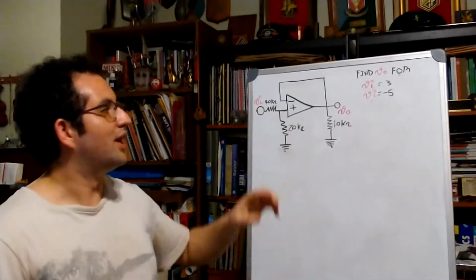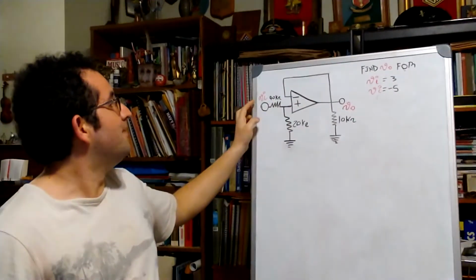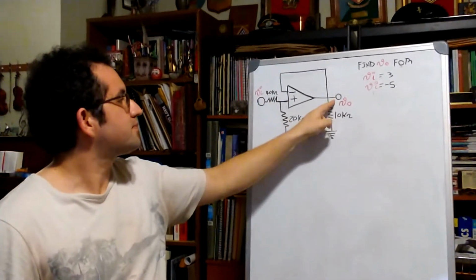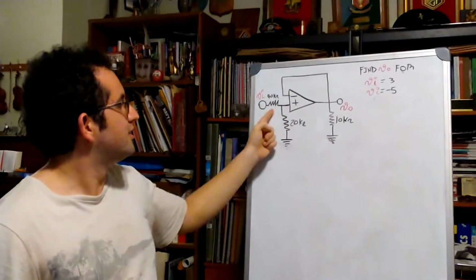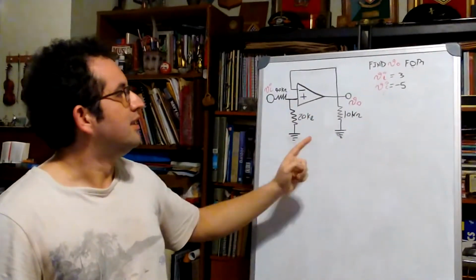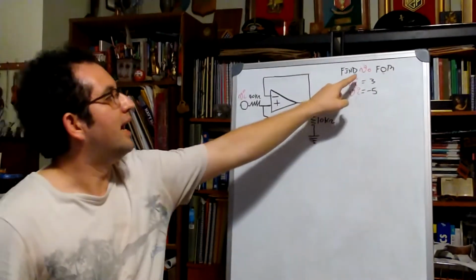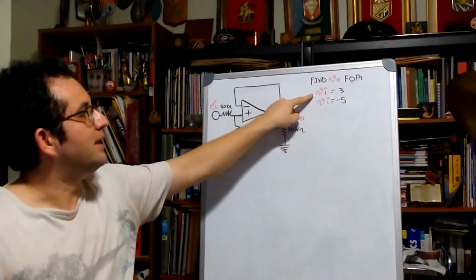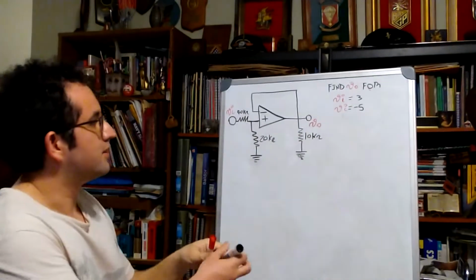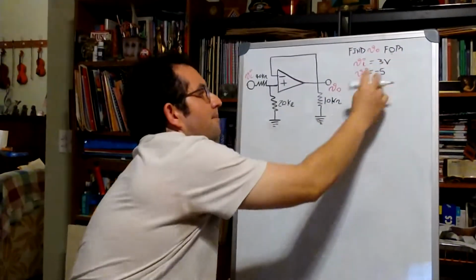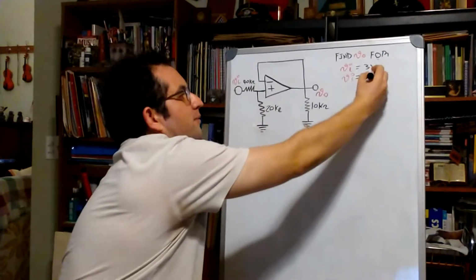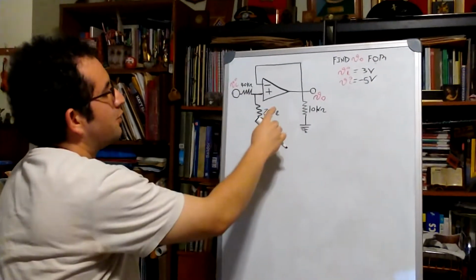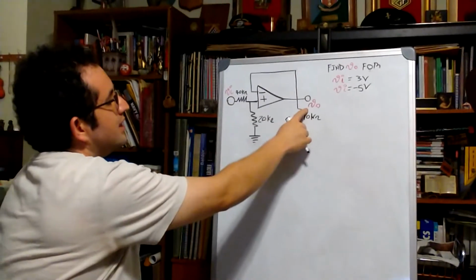Okay guys, so we have this circuit with an input, Vi, and an output, Vo. We have resistors and ground. We want to find Vout and then plug in Vi for 3 volts and Vi for minus 5 volts. So first, we need to find the equation for Vout in terms of Vin.